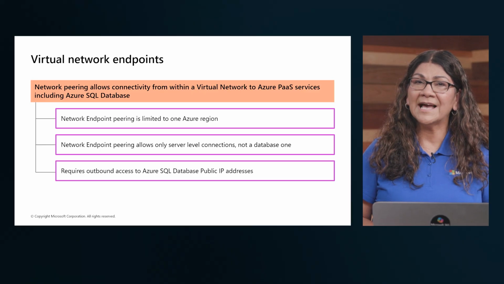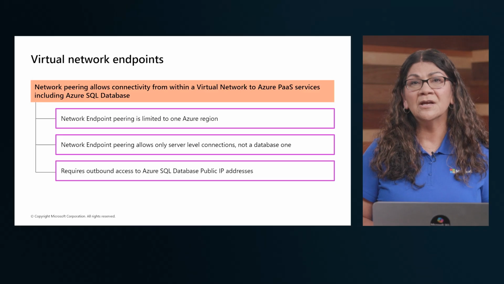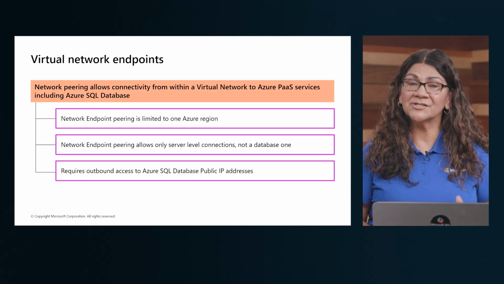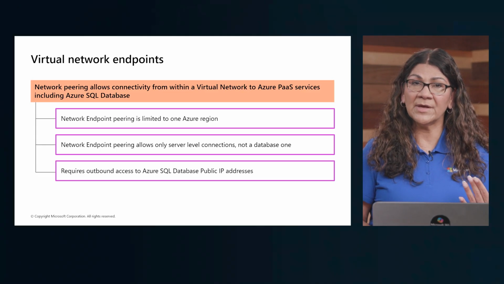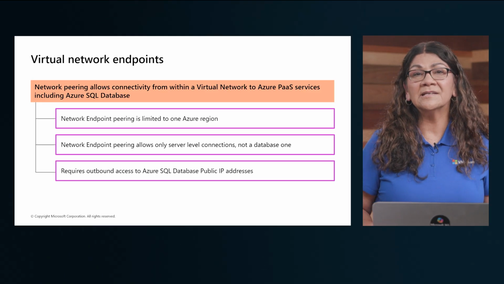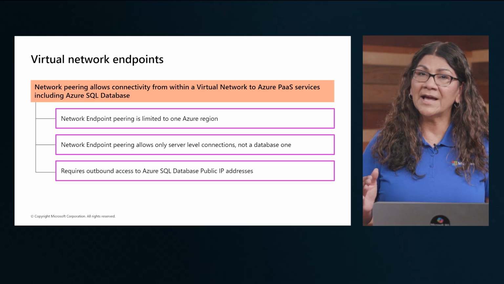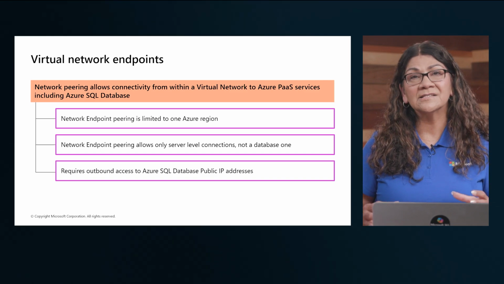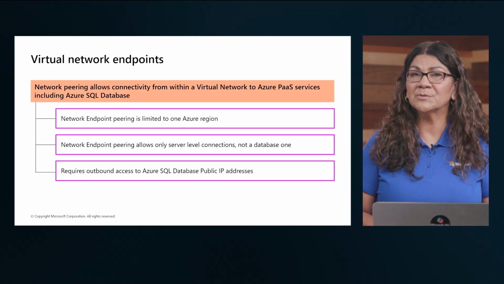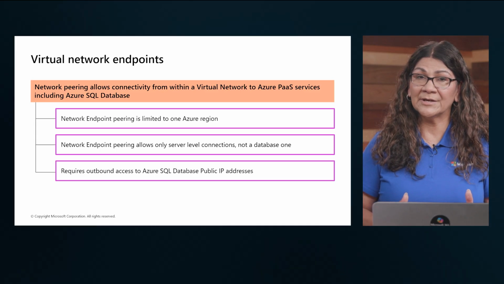Now let's discuss how network peering enables secure and efficient connectivity from within a virtual network to Azure PaaS services like Azure SQL Database. A key takeaway is that network endpoint peering is region-specific, meaning both the virtual network and the PaaS resource must reside in the same Azure region. This ensures low latency and optimal performance, but requires thoughtful resource placement.